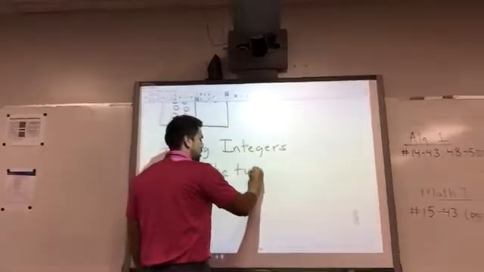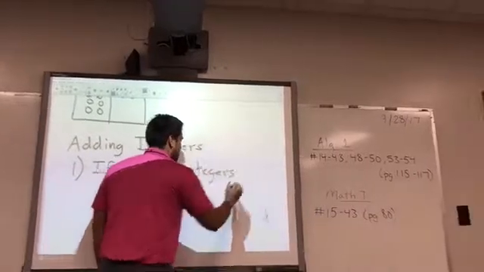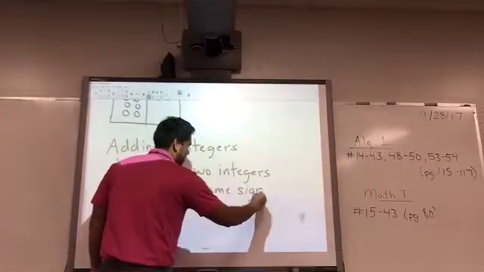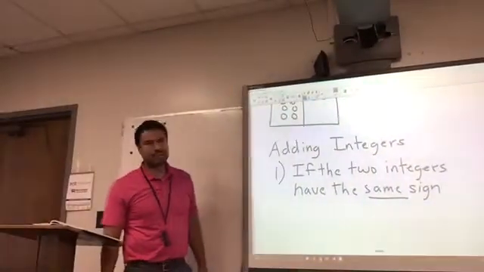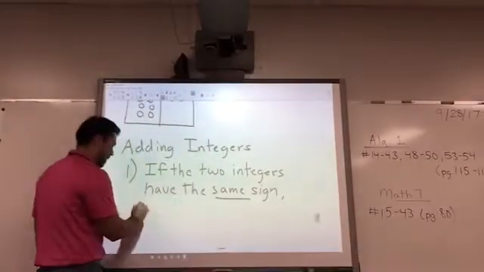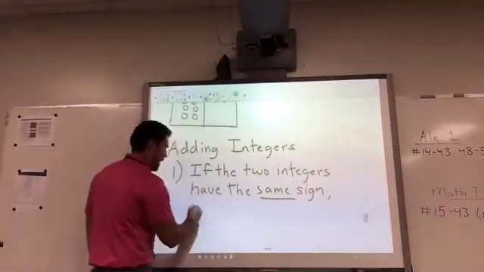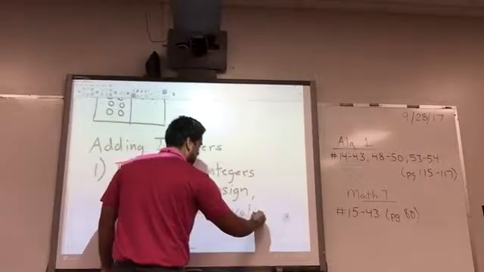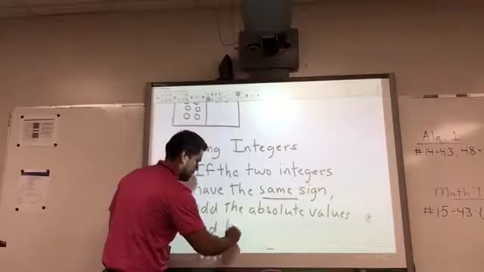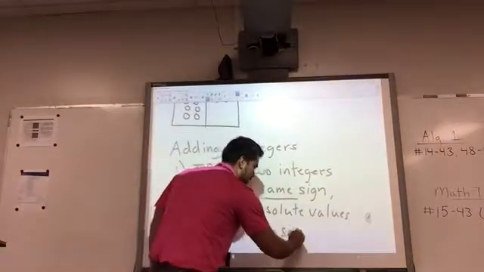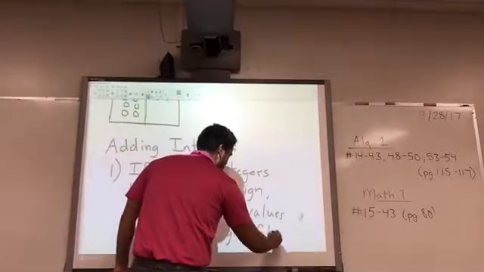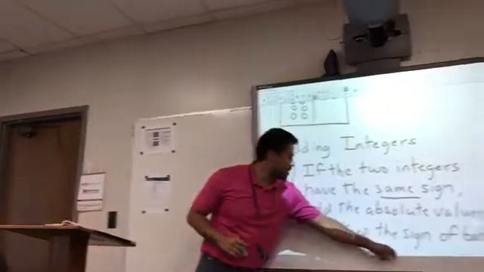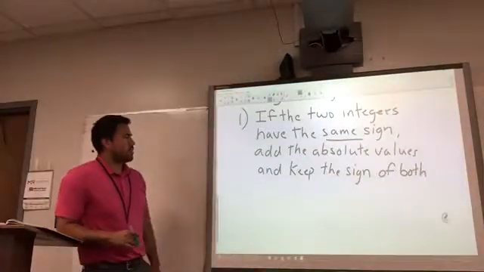If the two integers have the same sign. Same sign. That's very important. If the two integers have the same sign, and this is where I want you to think about it, add the absolute values and keep the sign of both. All right. That's a long way of saying something I will summarize in just a moment. So if the two integers have the same sign, add the absolute values and keep the sign of both.